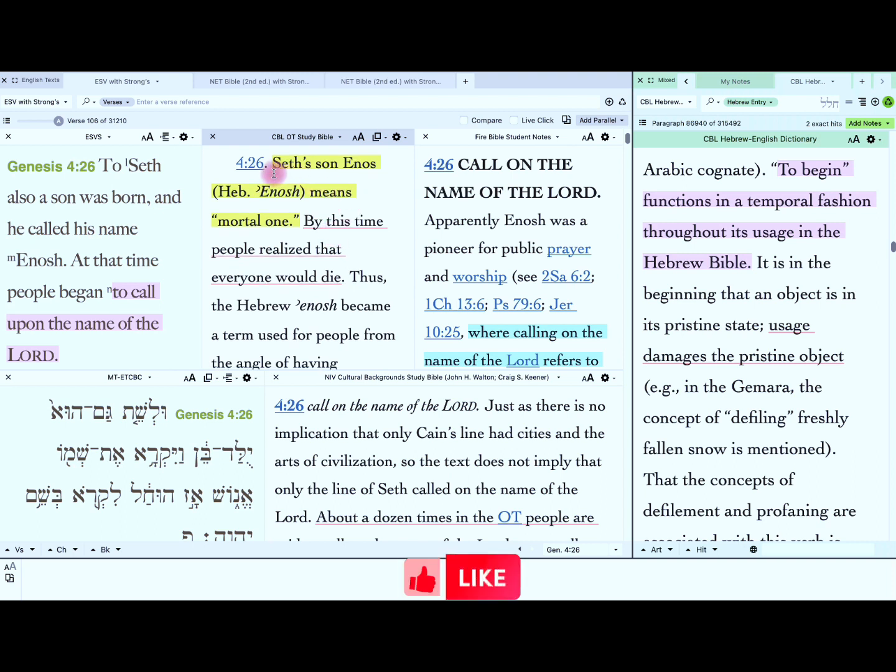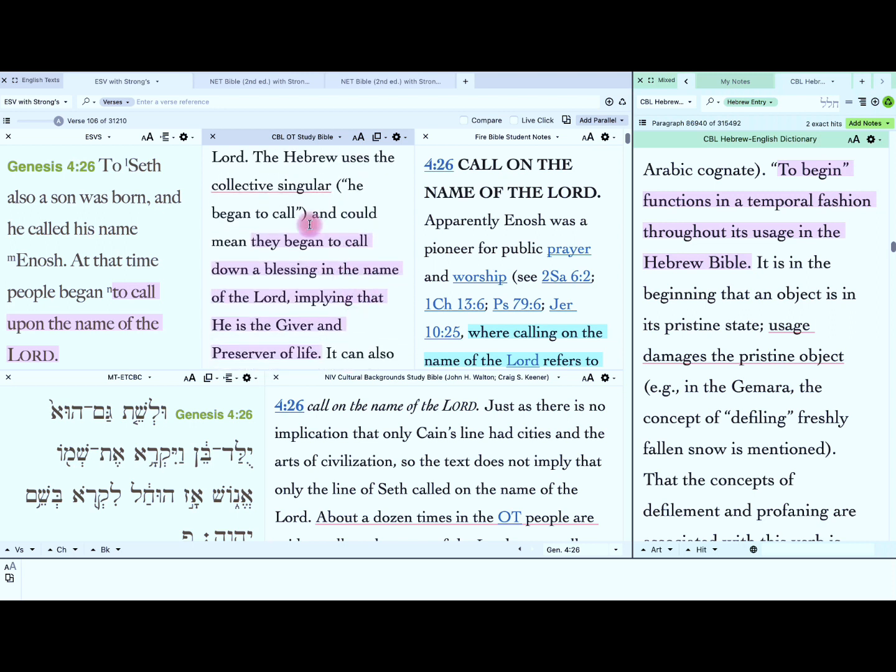Look, Seth's son Enosh means mortal one. By this time, people realized that everyone would die because Seth saw how Abel, his older brother, died. So maybe that's the reason for the name. Bruce Walker was saying that Enosh means weakness, but the CBL Old Testament Study Bible says that Enosh means mortal one.